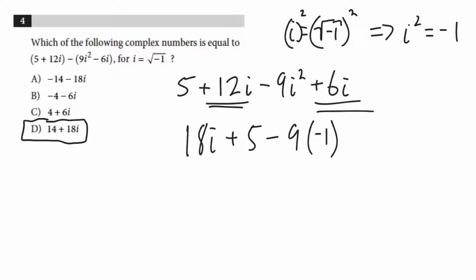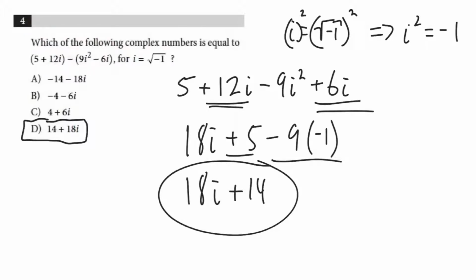So we're going to have 18i. That's going to be positive 5, and this is going to be a positive 9. Negative 9 times negative 1 is positive 9, plus 14. So the order of the terms doesn't matter. D would be our solution.